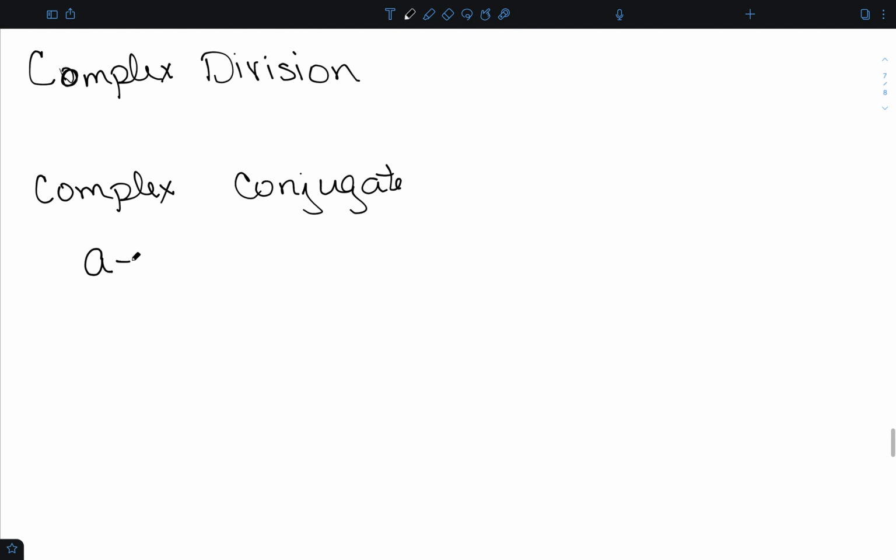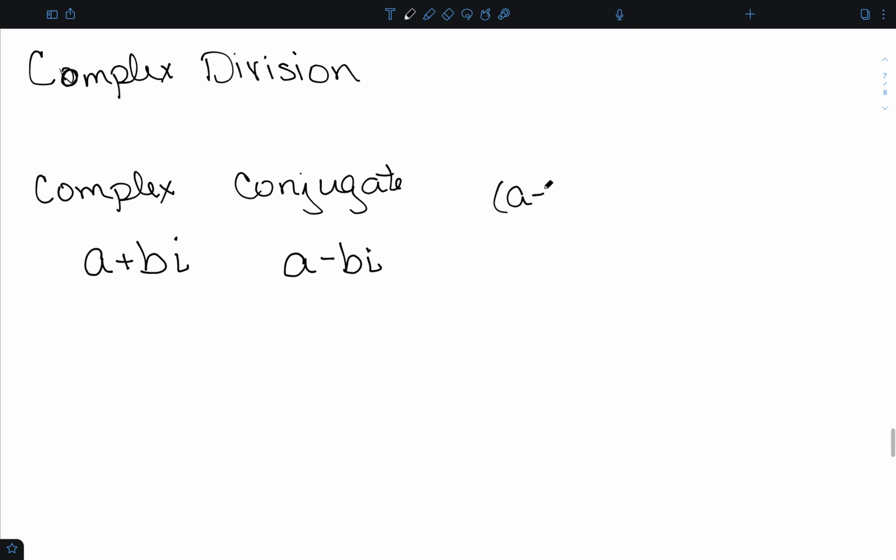If I have a complex number, a plus bi, its complex conjugate is going to be a minus bi. We just changed the sign on the part that has the i, the imaginary part.